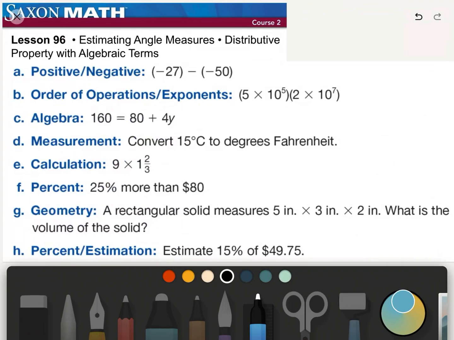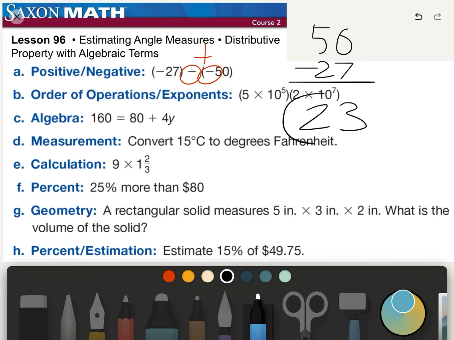Positive, negative. Looking at this, we can see negative 27 minus negative 50. So two negatives do make a positive. So we can really just think of this as positive 50 minus 27. Gets us 23.